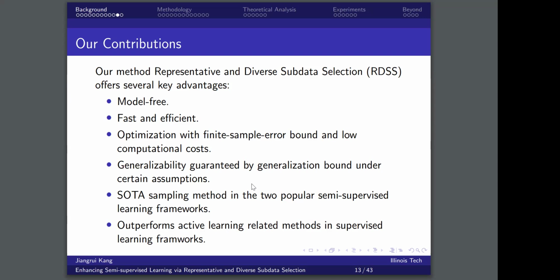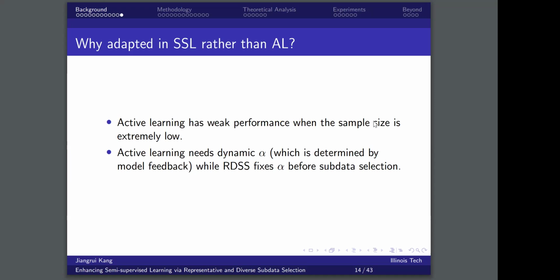Some of you may ask why we are not adapting this method in active learning. It's because active learning has weak performance when the sample size is extremely low. Remember, we are dealing with low budget learning problems, and it needs a dynamic alpha, which is determined by model feedback. While our method RDSS has a fixed alpha, like you will see what alpha refers to. So it's kind of like a hyperparameter to be tuned. So our method fixes the hyperparameter before the subdata selection process.